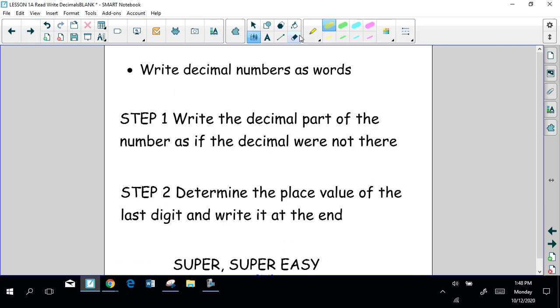The second thing you should be able to do is write decimal numbers as words. We'll do it in 2 steps. First, we're going to write the decimal part of the number and pretend that the decimal's not there. The second thing we're going to do is determine the place value of that last digit in the number and tack that on the end of it. Super, super easy, so let's do some.